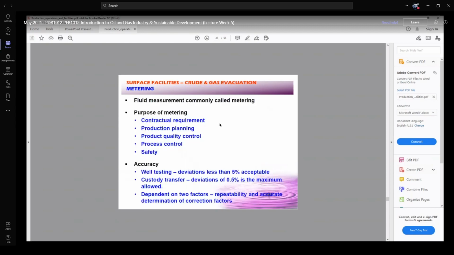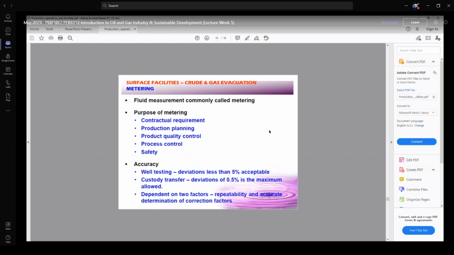Let's talk about the metering of the crude oil that we are receiving after the processing, before selling it. The purpose of the metering is the contractual requirement, the production planning, the product quality control, and the process control and safety as well.